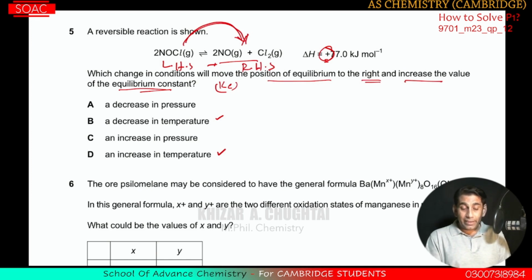And the second thing is, yes, an increase in temperature will also change the value of the equilibrium constant. So an increase in temperature will shift the equilibrium position, as well as increase the value of Kc or Kp. So D is the correct option.